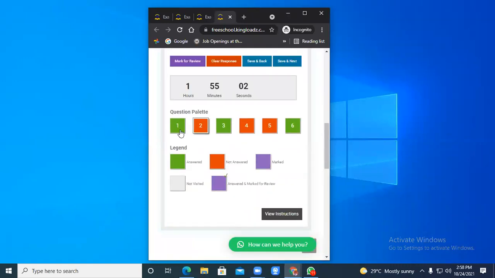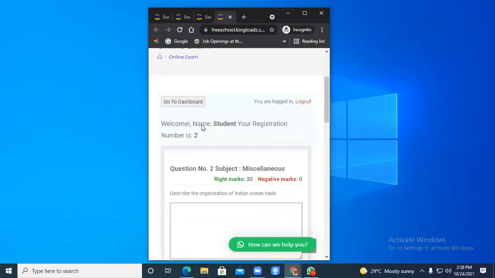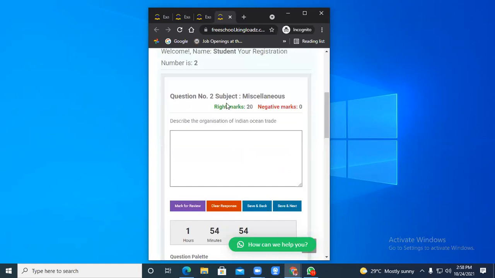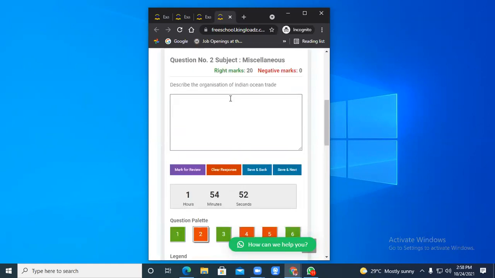When it is saved, number 1 turns green. It means that it is done. If you want to go to the next question, the system will take you to number 2 automatically. But when you read through number 2, now I'll put different questions for different subjects for you to understand this.